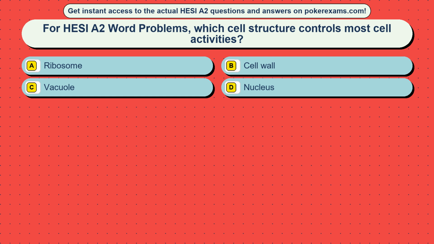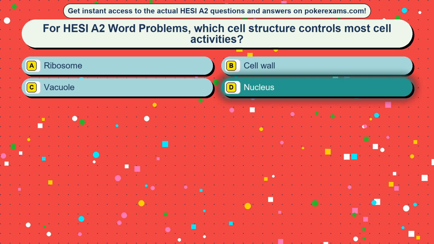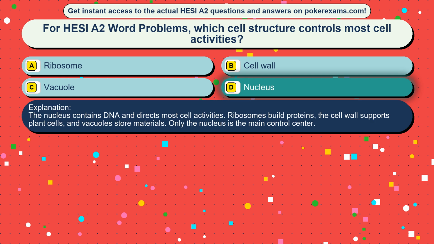Question 2. For HESI A2 word problems, which cell structure controls most cell activities? Option A, ribosome. Option B, cell wall. Option C, vacuole. Option D, nucleus. The correct answer is option D, nucleus. The nucleus contains DNA and directs most cell activities. Ribosomes build proteins, the cell wall supports plant cells, and vacuoles store materials. Only the nucleus is the main control center.